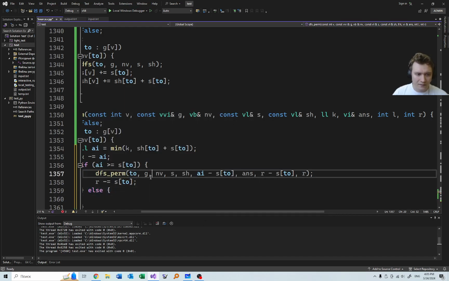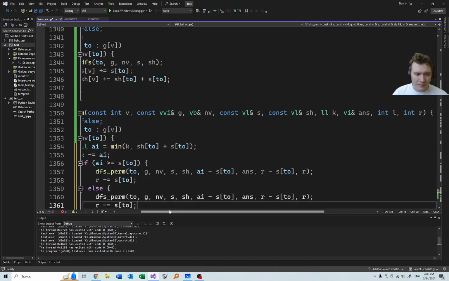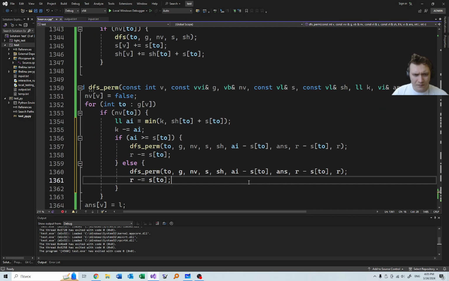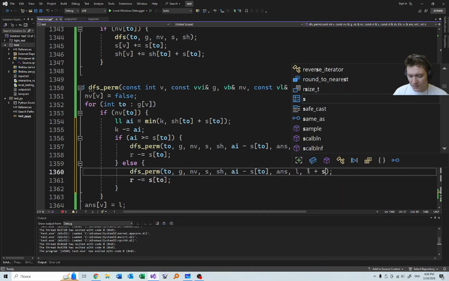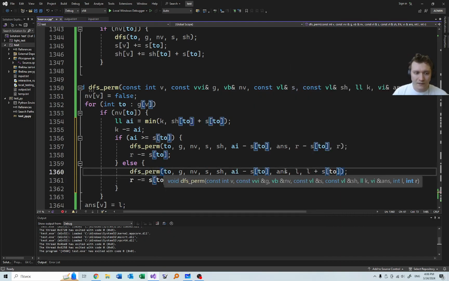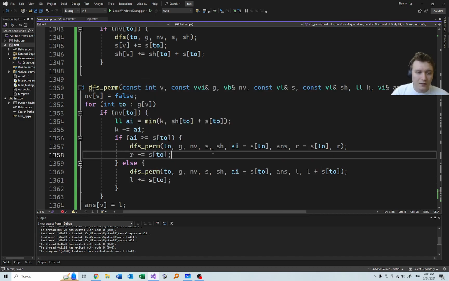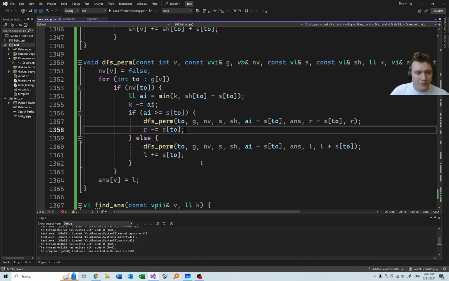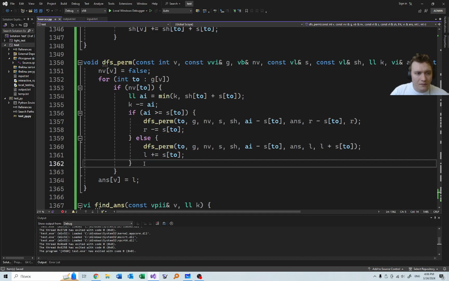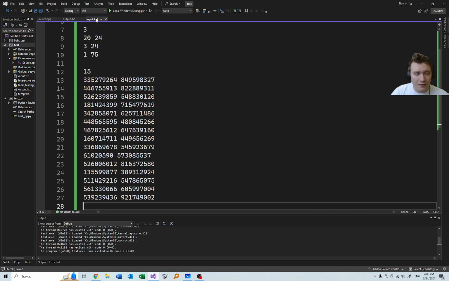Else we make a DFS perm, but for the smallest possible numbers. So from L to L plus S2 and L plus equals S2. I think that's it. Yeah, I think that's it.